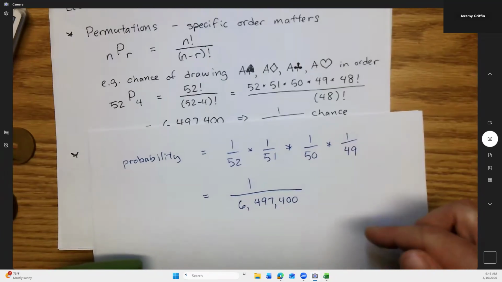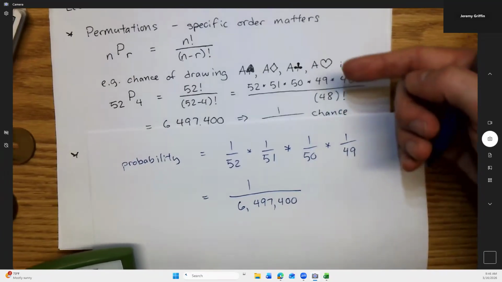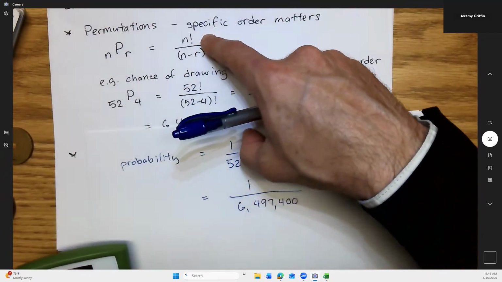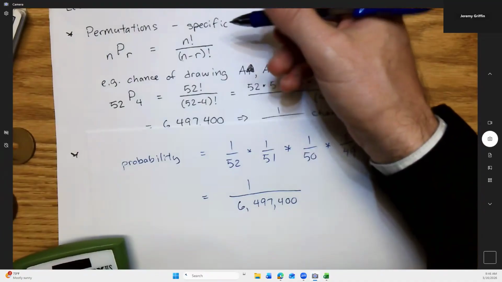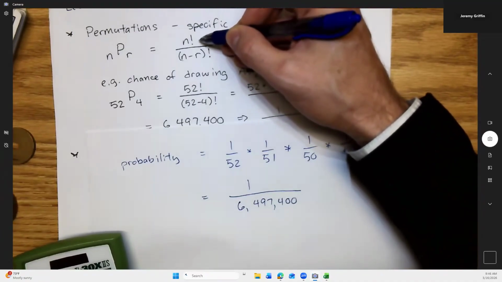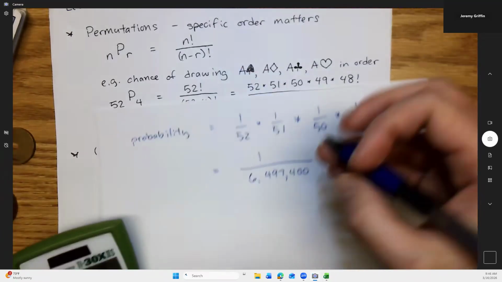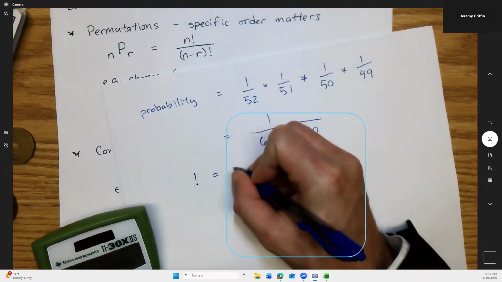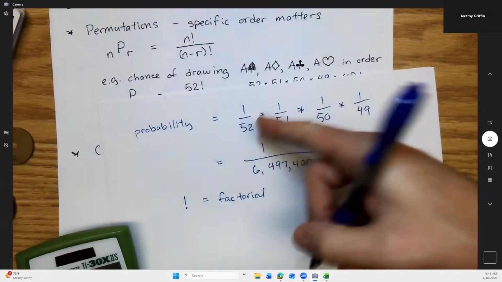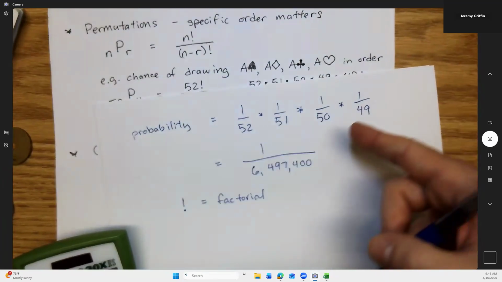Now, how can you formalize this? There's a formula that has these exclamation signs. Guys, what's the name of the exclamation sign? You might remember this from last semester. Does anybody remember? It means factorial. It means you multiply all the whole numbers down to 1.